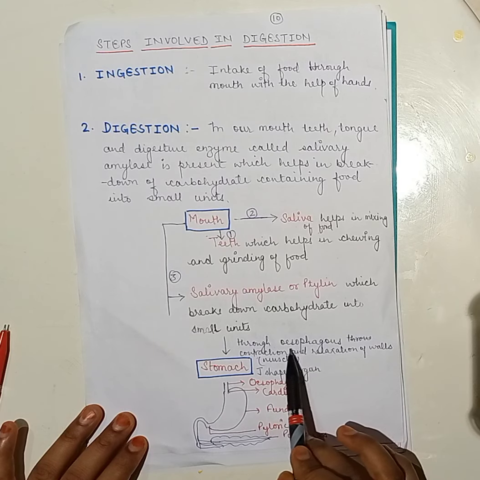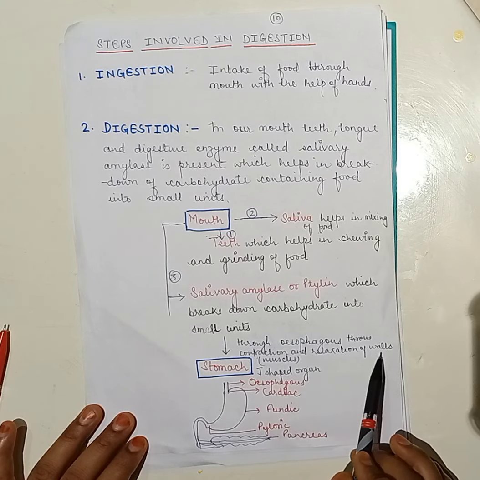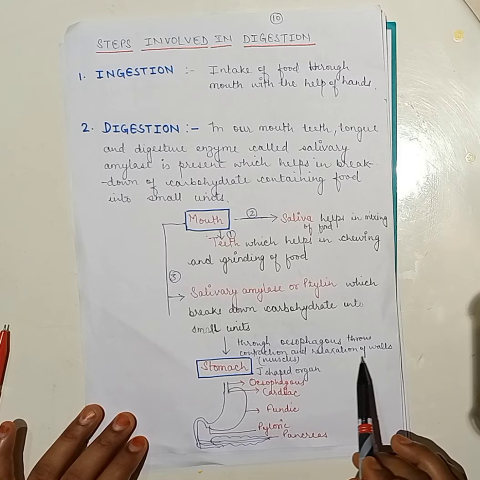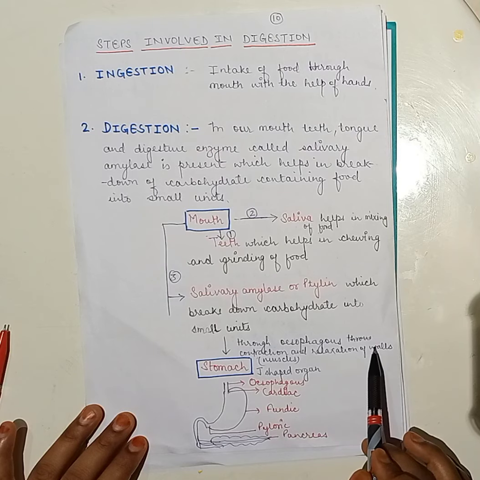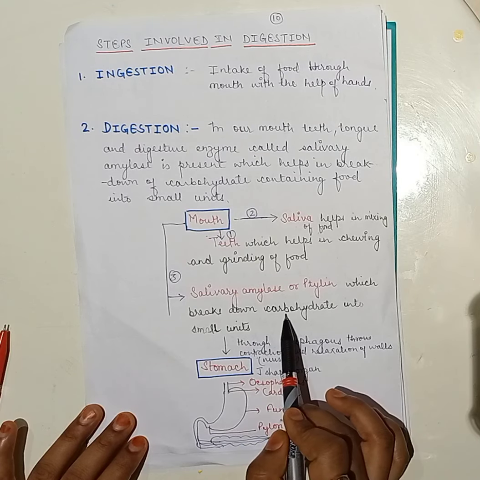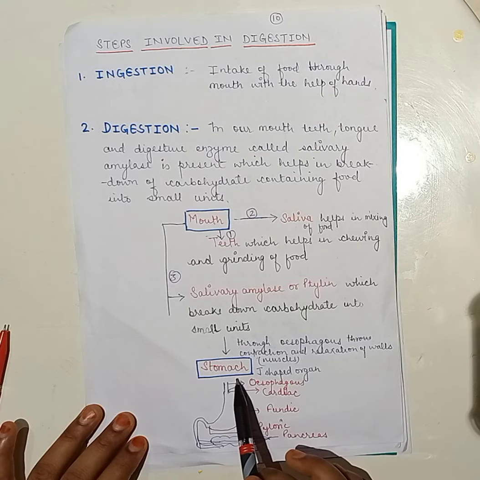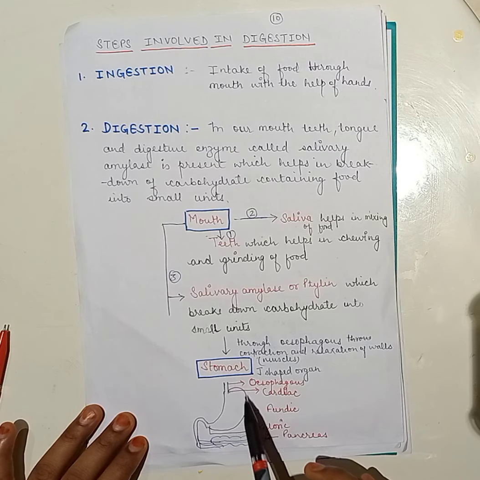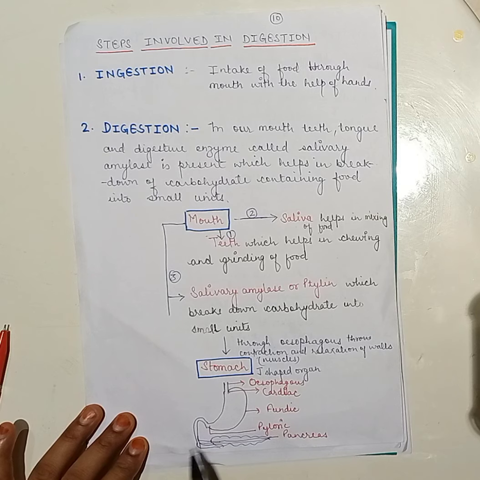So the walls of the esophagus contract and relax. Because of the contraction and relaxation of the esophagus wall, the food from the mouth now comes to the stomach. The stomach is a sac-like structure, as you can see in the diagram. It is a sac-like structure, right?